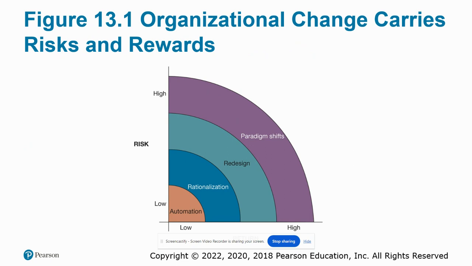The graphic overall illustrates the four types of change, identifying them according to the potential return on investment as well as level of risk. What makes automation a low risk? What makes a paradigm shift or redesign a high risk?